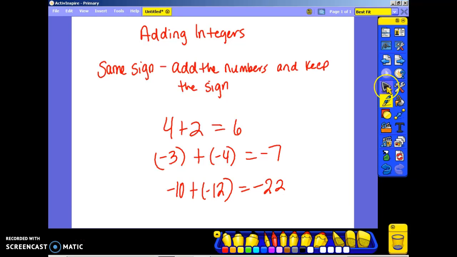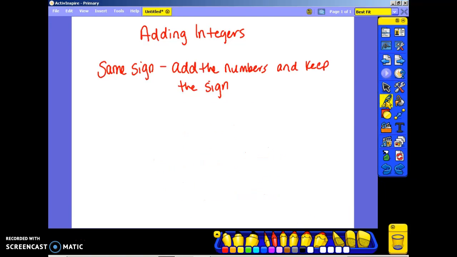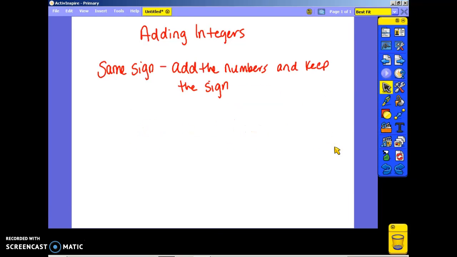Alright, so what if I had negative 34 plus negative 16? Pause the video and work it out. My signs are the same, so I'm going to add them. 6 plus 4 is 10. 3 plus 2 is 5. They're both negative, so my answer is negative 50. Alright, so that's the rule for adding numbers with the same sign.